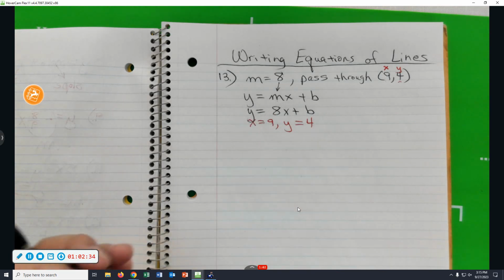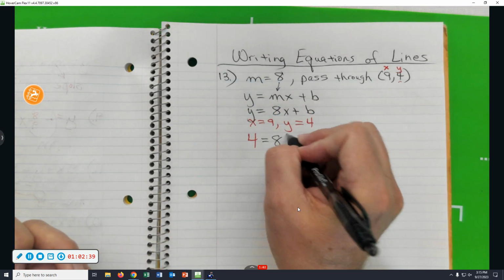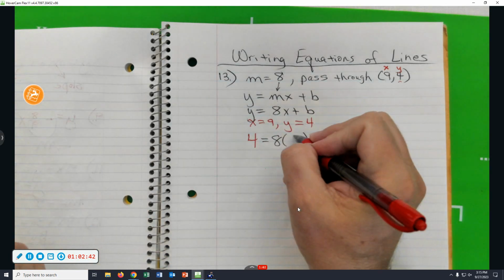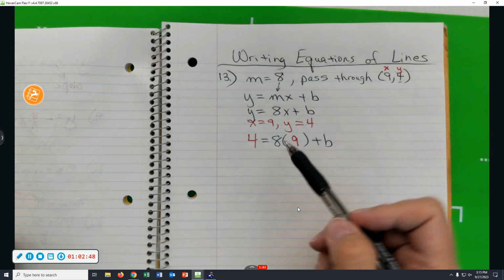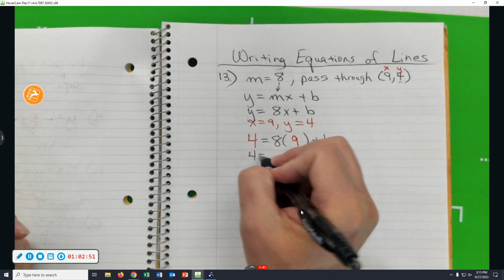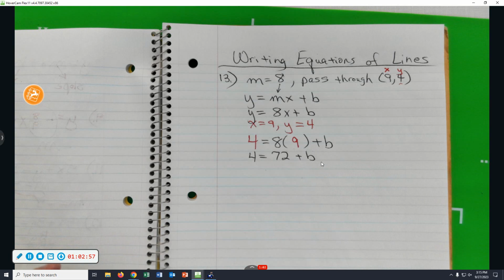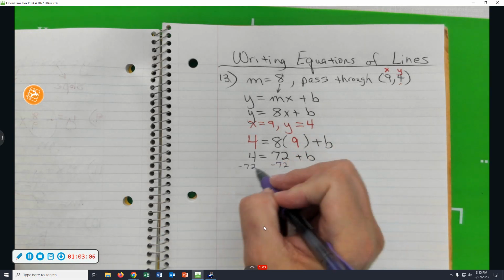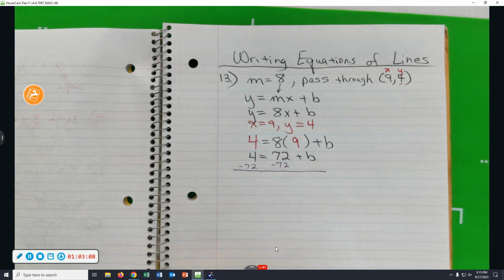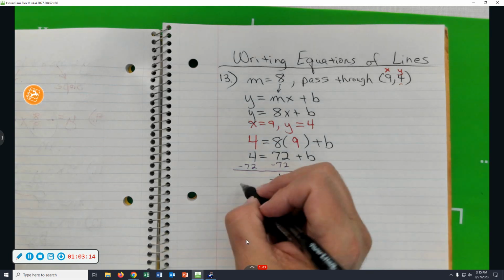So plugging in those values, we have 4 equals 8 times 9 plus b. Are y'all following me? 8 times 9 is 72 plus b. We need to find the value of b. I think we've got it. What do we do? Subtract 72 from both sides to give us b equals 4 minus 72. Is that a negative 68?